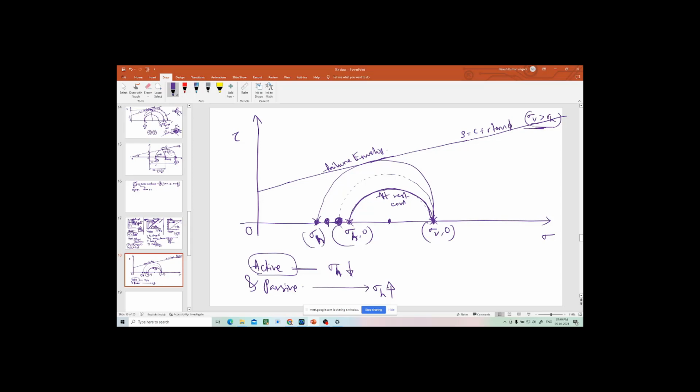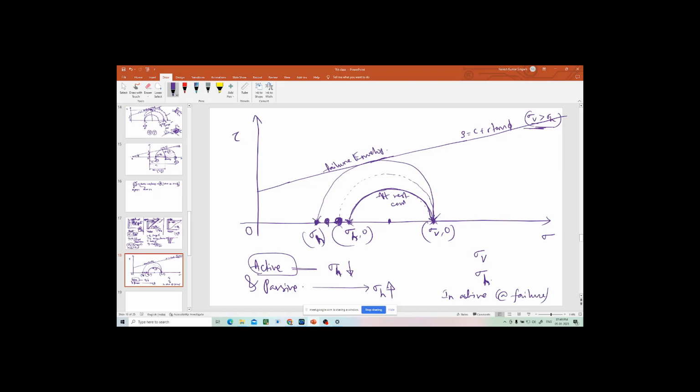After failure in the active condition, which is more, sigma v or sigma h? In active condition, I am asking. In active condition, at failure, sigma v is greater, sigma h is lesser, right? You may tell me, sir, you started directly from sigma h is less than sigma v.